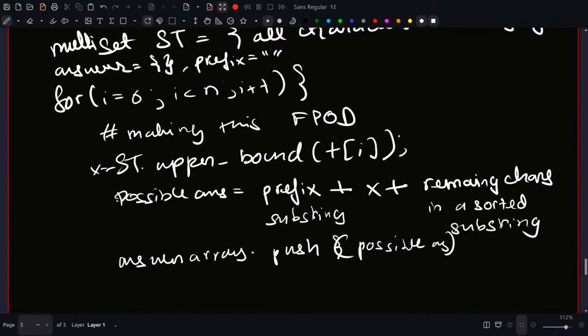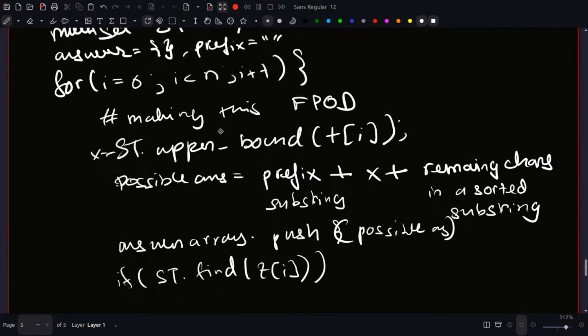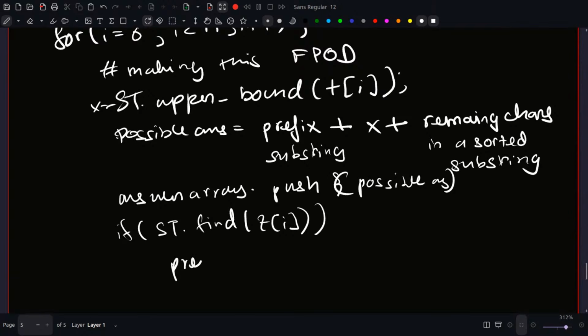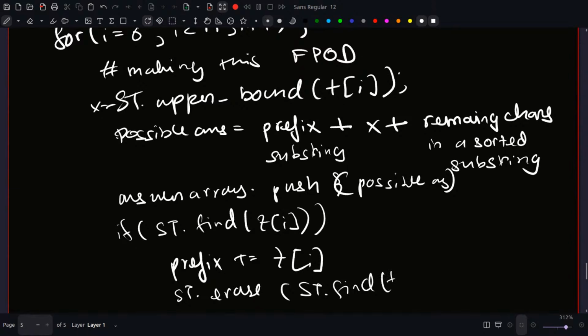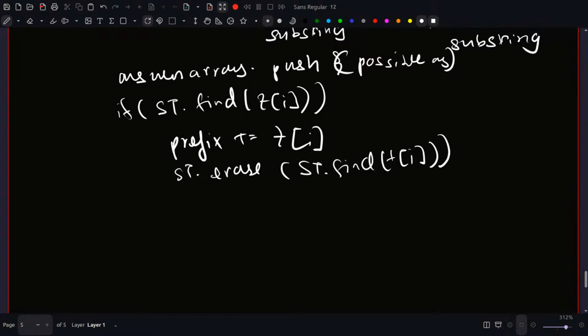Now what can we do? Once we have already pushed this possible answer back, we can make one step forward. We can say, let these two match. So if set dot find this current character, T of I, then these two are matching. So we add this value to the prefix, plus equal to T of I, and we can erase one element from the set: set dot erase, set dot find T of I. And if this element is not there, then we cannot have a matching at this point, so we can just break.